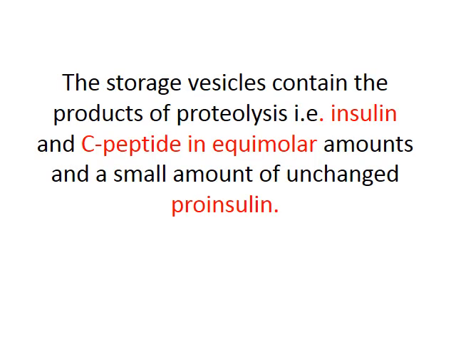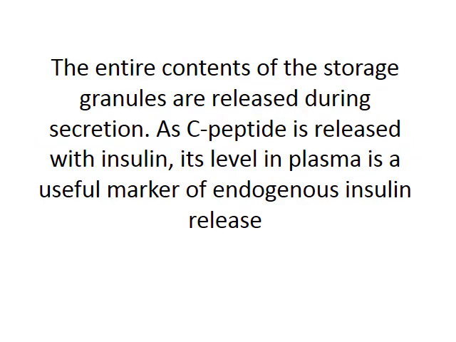The storage vesicle contains the products of the polypeptide, that is insulin and C-peptide, in equimolar amounts and a small amount of unchanged proinsulin. The entire content of the storage granule is released during secretion, so C-peptide is released with insulin. Its level in plasma is a useful marker for endogenous insulin release.